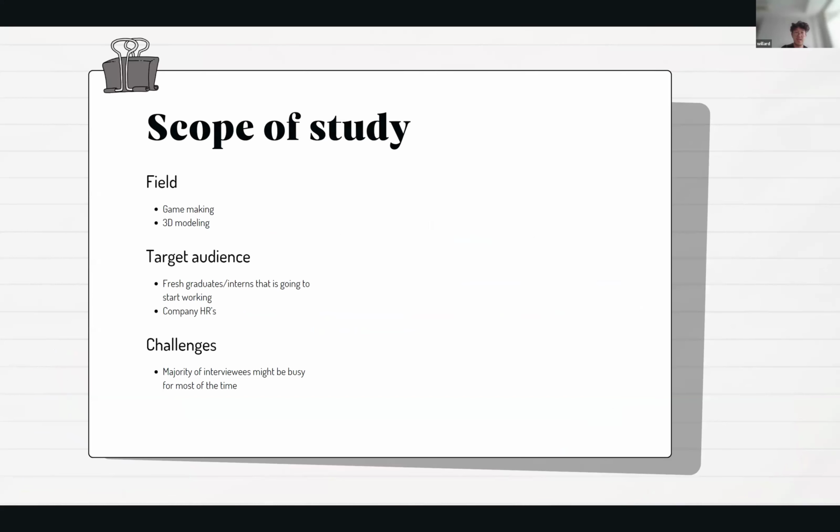So this is my scope of study. What I'll be making is an escape room game. So the field I'll be working on is game making and 3D modeling. The target audience being fresh graduates or interns that are going to start working in a company, and company HRs. The challenge is that the majority of interviewees might be busy most of the time for an interview.